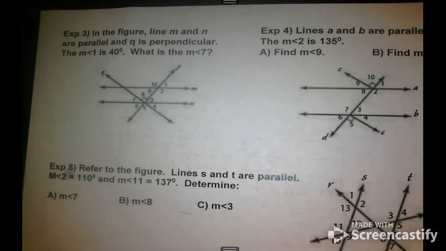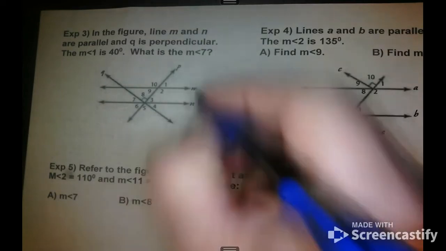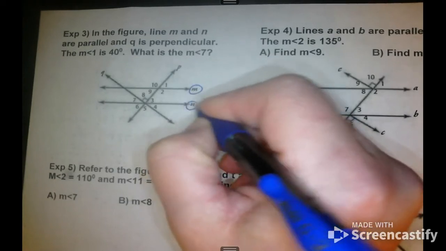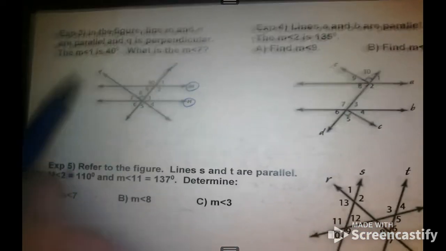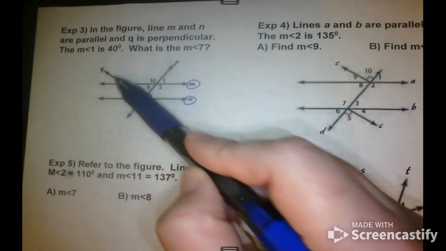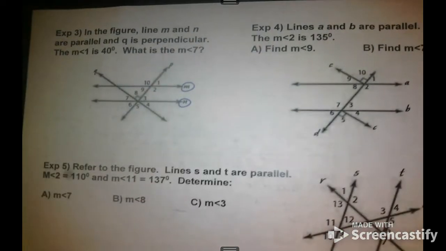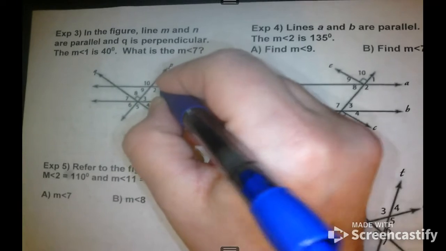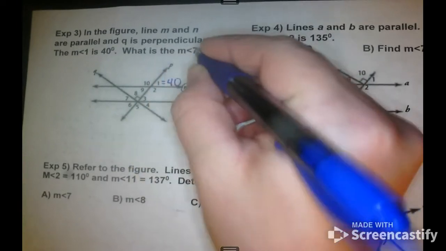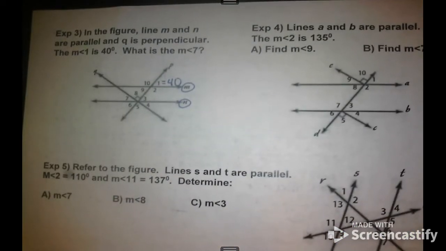Okay, in the figure, line M and N. This is one of the ones that caused the most issues in the last class. Okay, so line M and N are parallel. Here's M, here's N. So it's saying these 2 lines are parallel. Q is perpendicular. The measure of angle 1 is 40. What is the measure of angle 7?